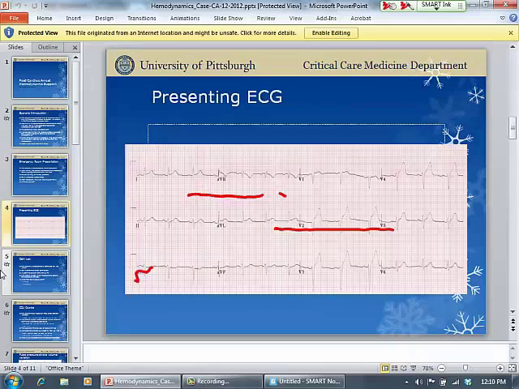Okay. So now here's the presenting ECG. Oh, gotta erase this. All right. Here's the presenting ECG. What do you guys think of this ECG? You can see this.